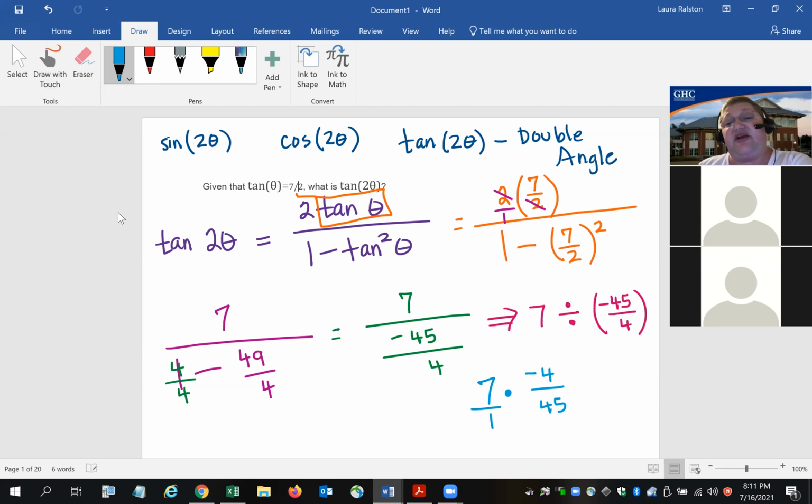I'm going to put the 7 over 1. We multiply the tops. 7 times 4 is 28. Positive and a negative make it negative. Over 1 times 45 is 45. My answer is negative 28 over 45. And in most cases, it is a straight, flat-out substitution problem.